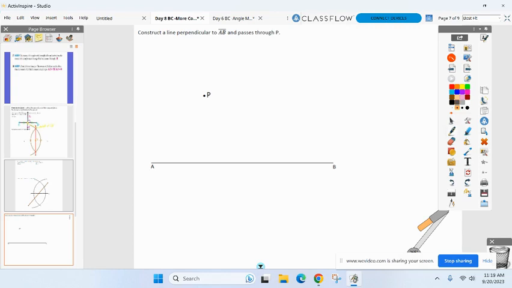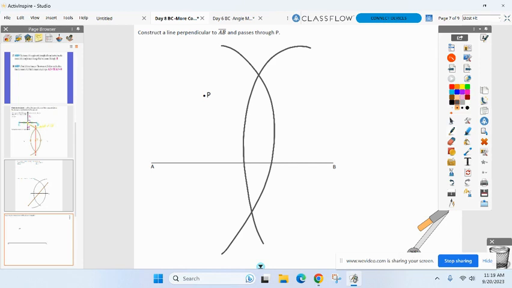So, all right, let me go back to the one we've been relying on here. Is that one going to help this time? Why not? It's going to be perpendicular, but won't go through P. And unlike the last one, I can't even use this. So now I have to show you something brand new.